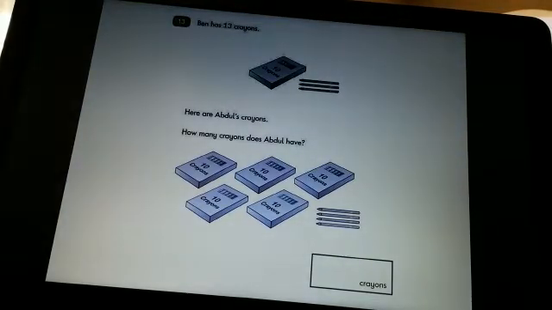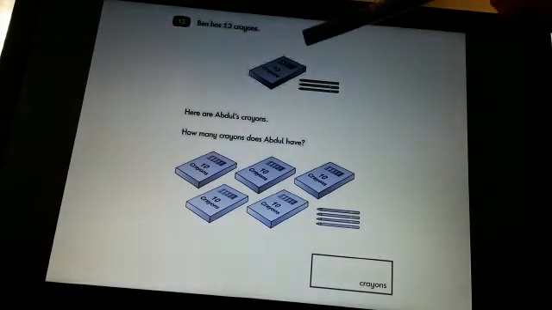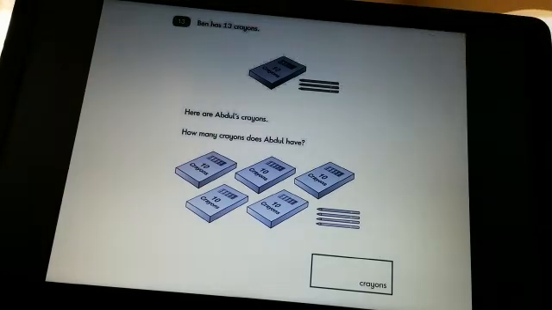Next question. So Ben has 13 crayons. He's got 10 in that packet and then 1, 2, 3 more. Here are Abdul's crayons. How many crayons does Abdul have?